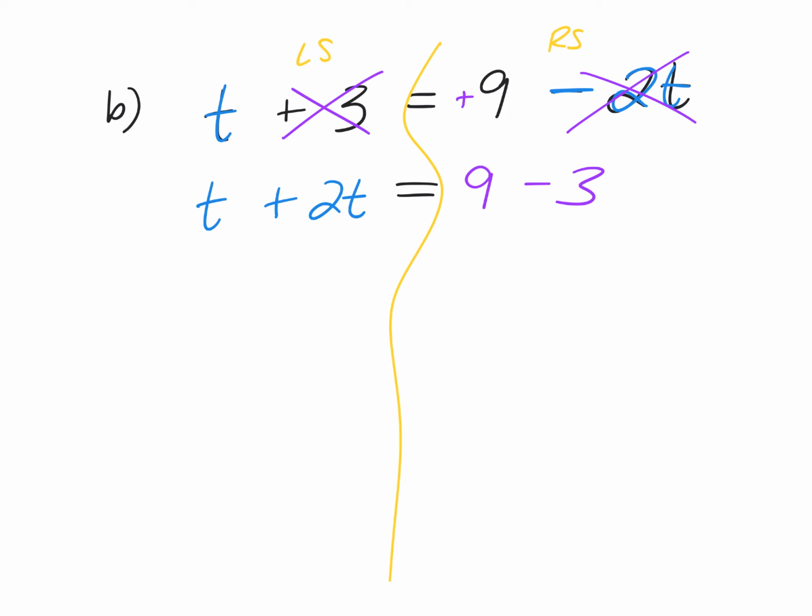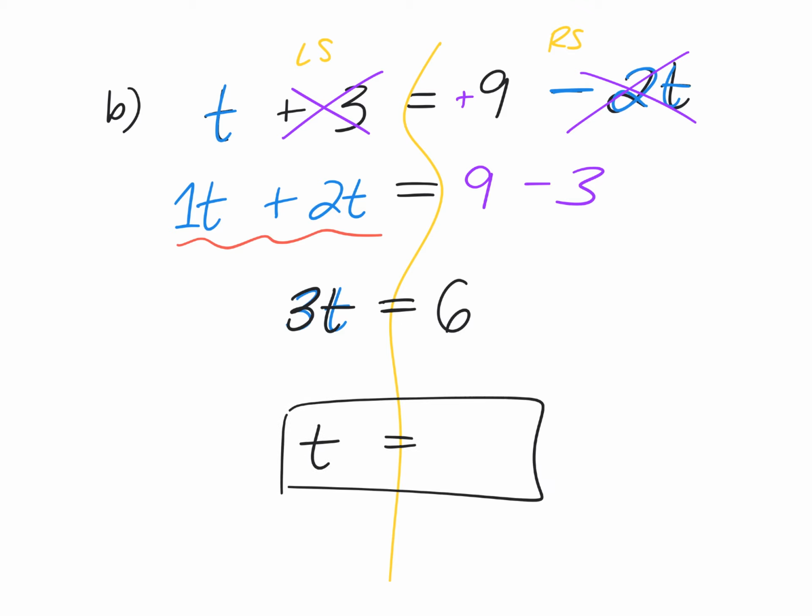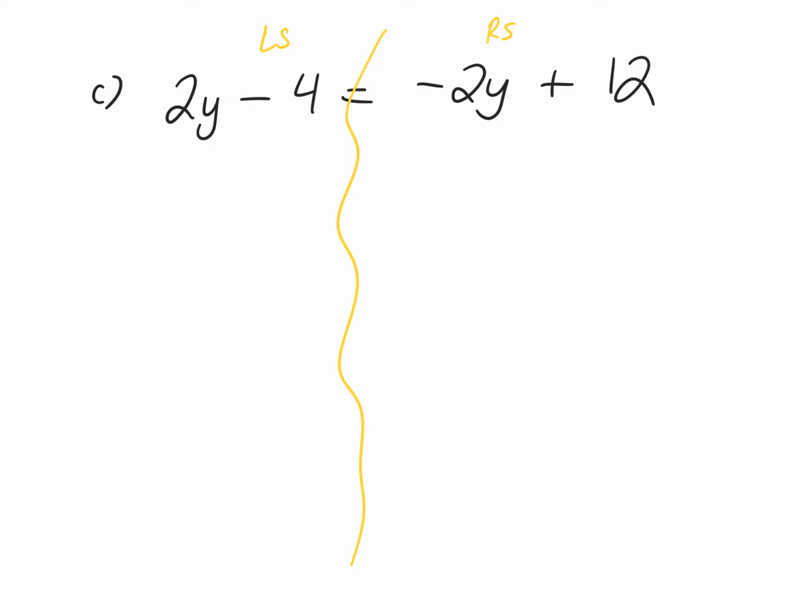Is that easier now? So I have a 1t and a 2t. How many t's is that all together? So I have 3 t's on the left side, and I have a 9 take away 3, which is, can you guys solve this now? 3t equals 6. What does t equal to? 6. What do I have to do to isolate t? Divide by, don't forget this last step. So what do I have to do here? So t equals 2.